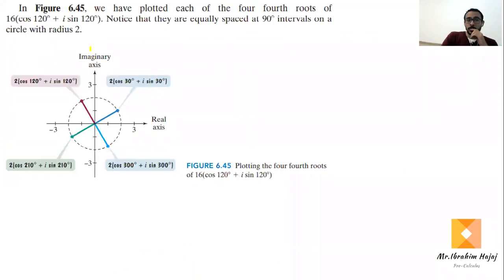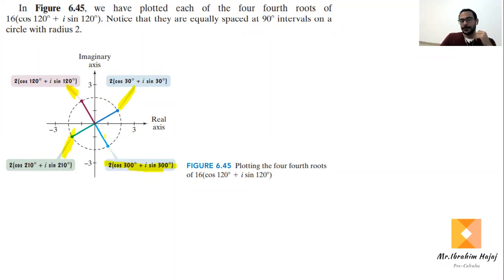In figure 6.20.45 on the screen, we have plotted each of the fourth roots of 16 cosine 120 plus i sine 120, and all the roots we found in the previous slide here. Okay, notice that we have 30 when it's cosine 30, and when it's 120, yes. And then when it's what? 210, and then 300.